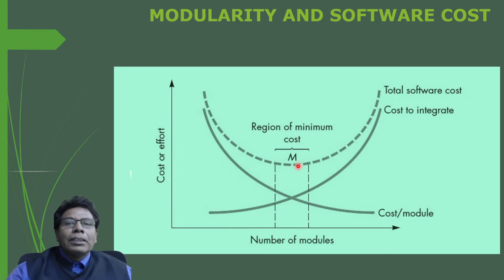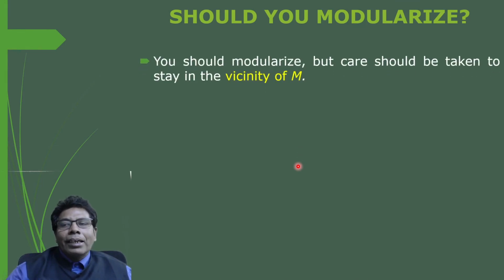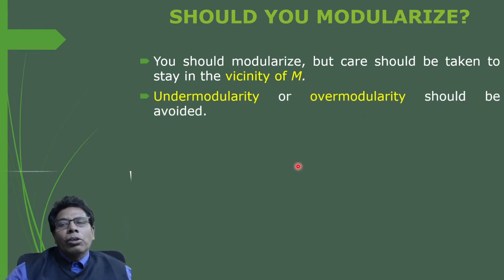Then let us go to the next, that is whether we should modularize or not. So you should modularize, but care should be taken to stay in the vicinity of M. So M is very important. So within M, we should modularize the software. Then undermodularity and overmodularity should be avoided. That is, the value of M should be optimum.